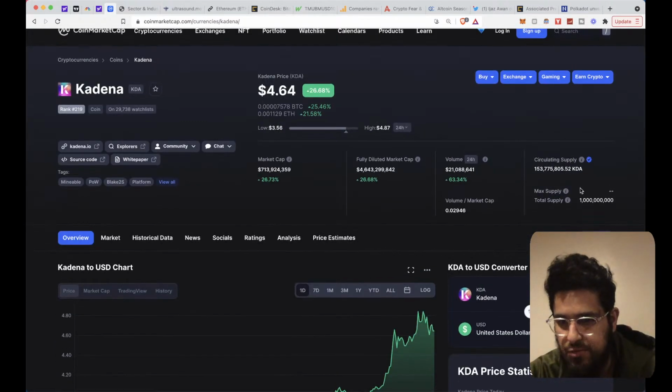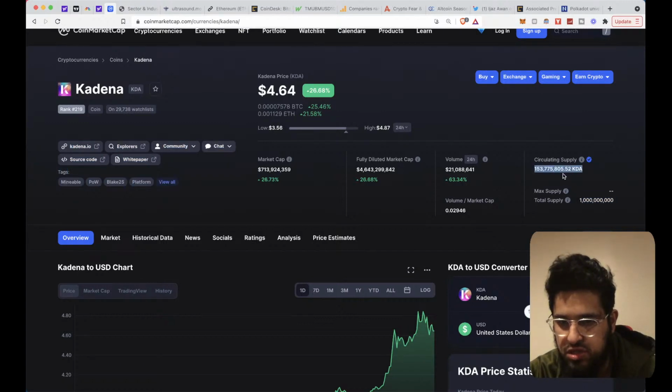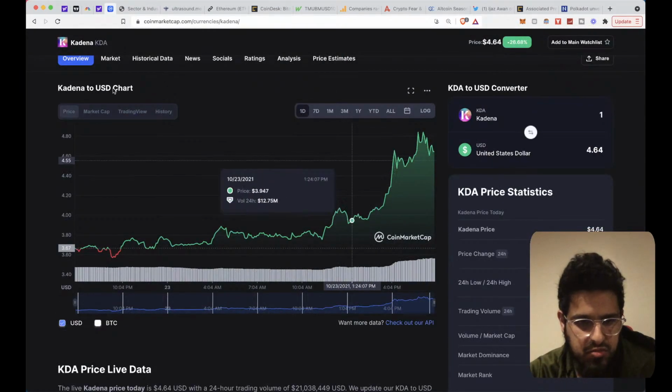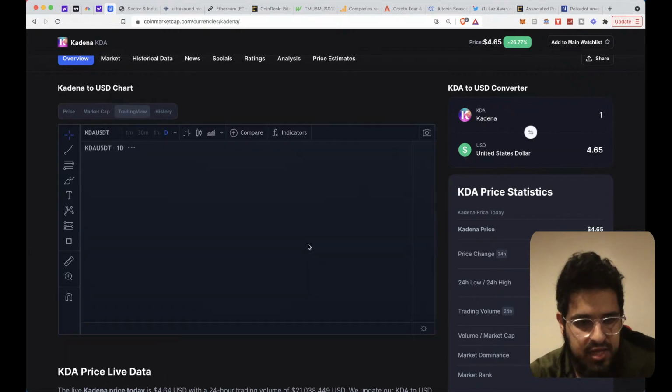Now the few other things I want to look at, total supply, they're saying it's 1 billion. They've got 150 million in supply already. Okay, so I'd be worried about that. There's still a lot more to come, so it can dilute a lot easier. The chart looks pretty decent, to be honest. It's a pretty decent chart. It doesn't look messy at all.